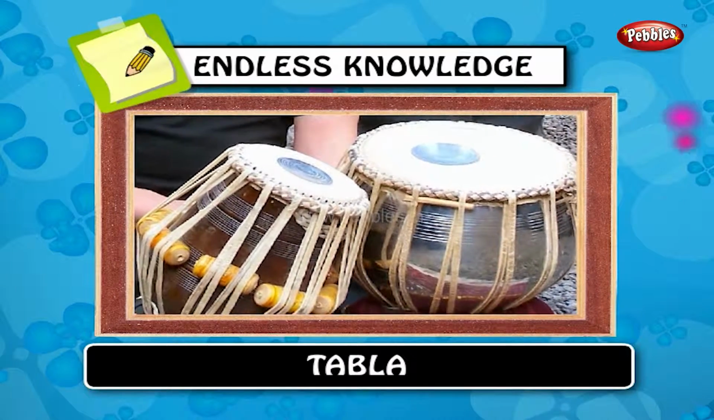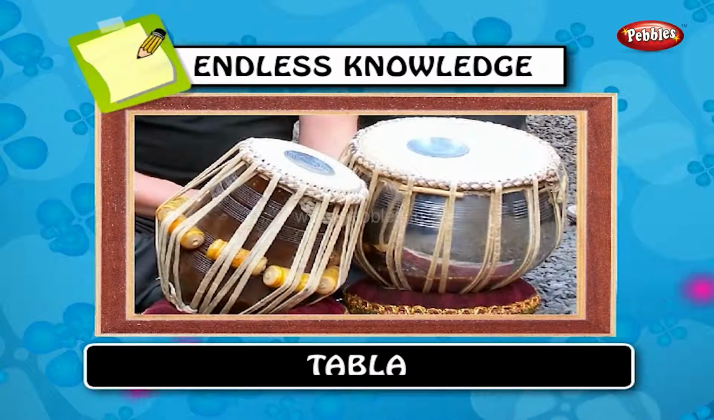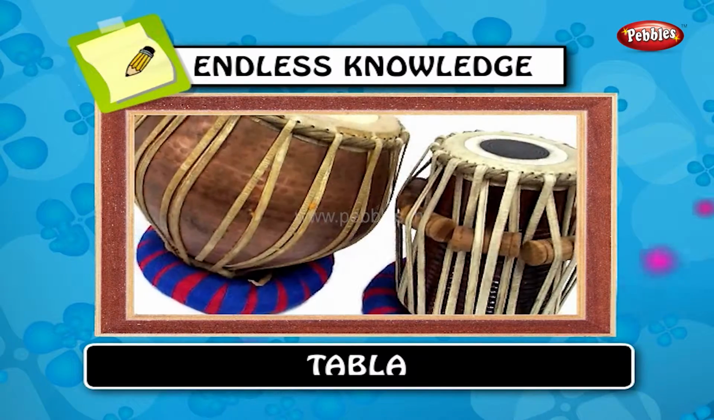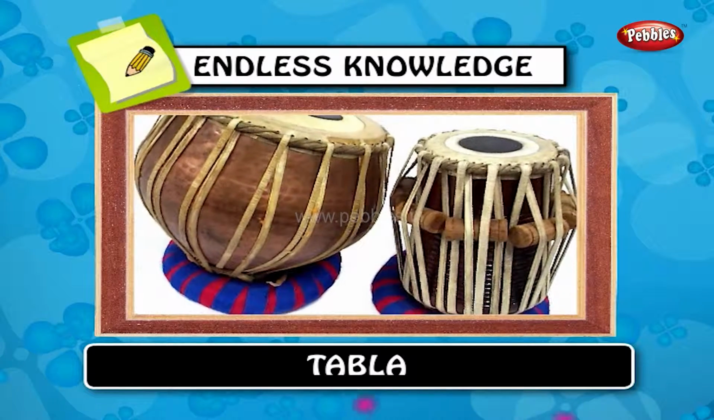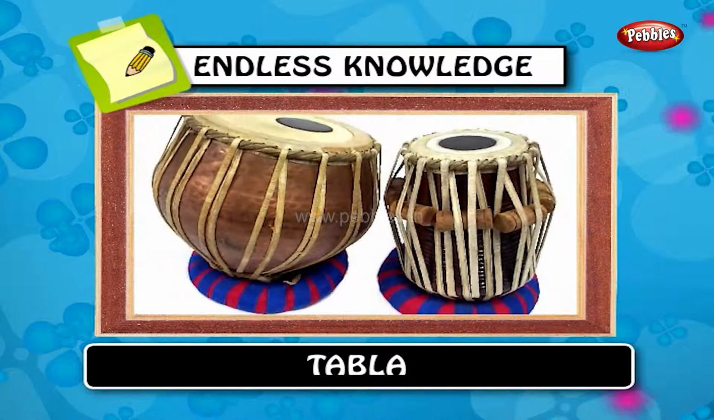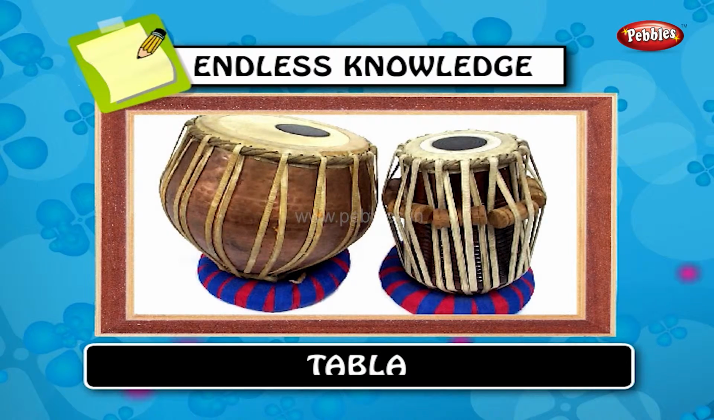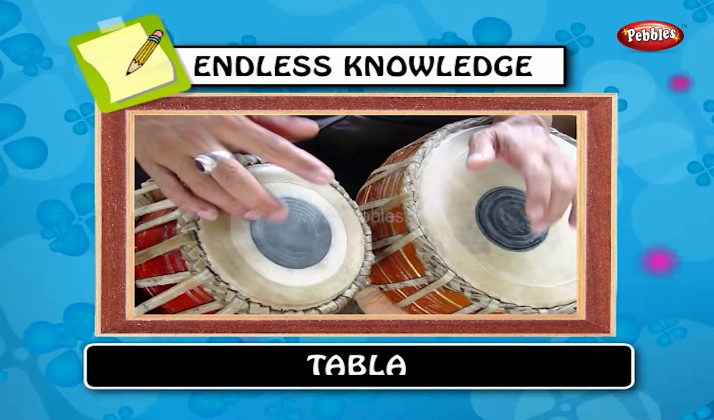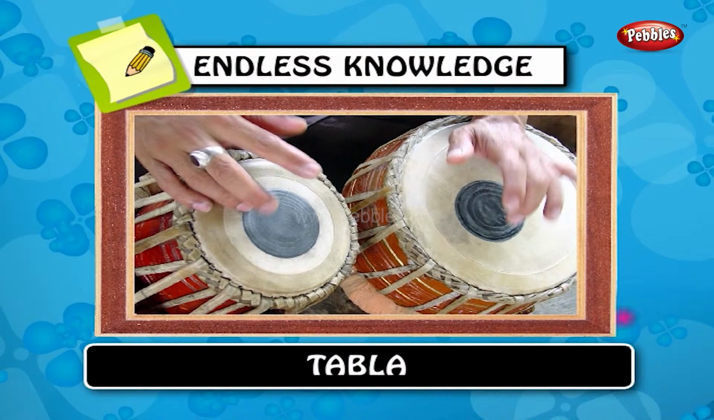Tabla. The tabla is a popular Indian percussion instrument used in the classical, popular, and religious music of the Indian subcontinent and in Hindustani classical music. The instrument consists of a pair of hand drums of contrasting sizes and timbres.